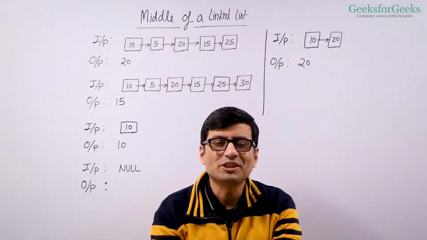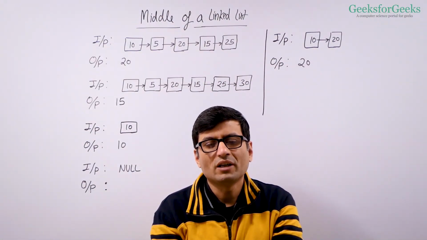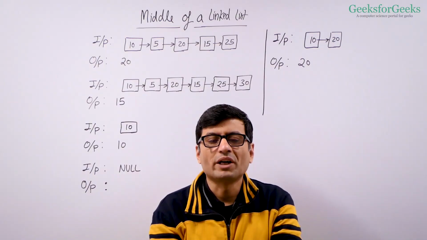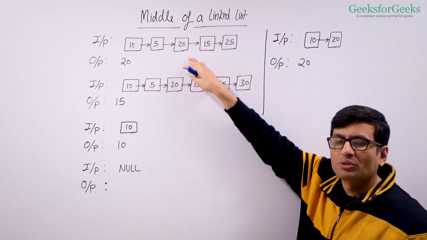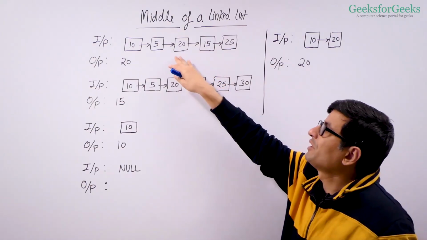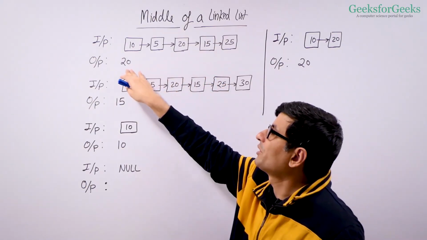Hi, let us see this problem. We are given a singly linked list. We need to find the middle of it. Let's see this example. We have 5 nodes in this linked list and the middle of these 5 nodes is 20. So we need to print 20.